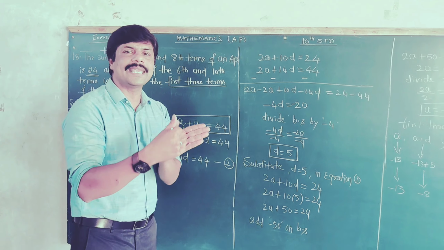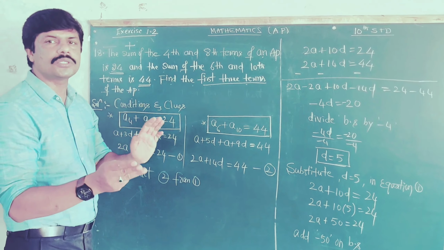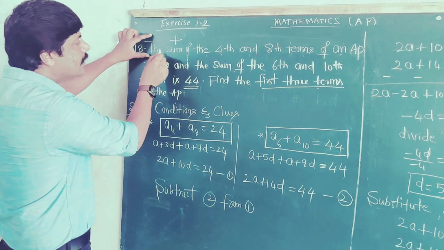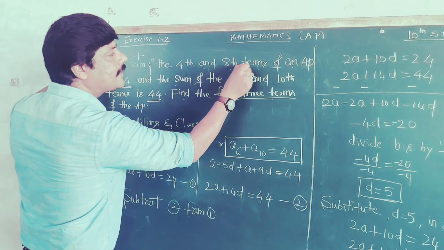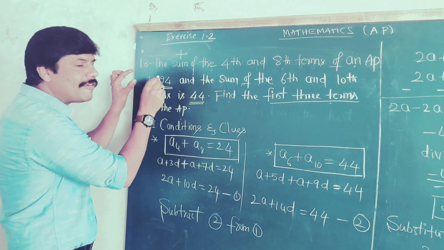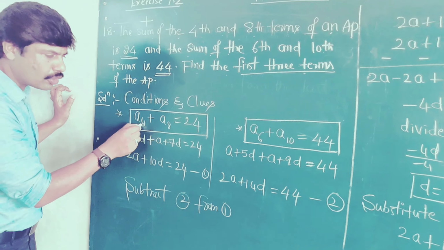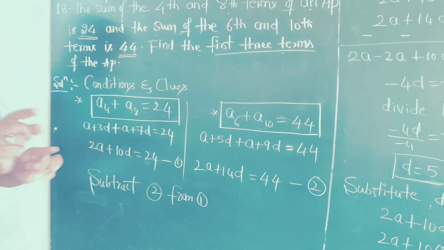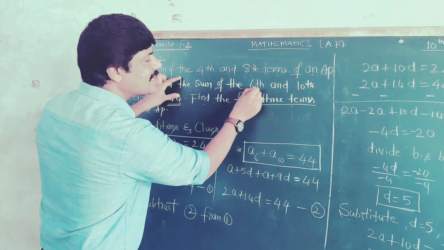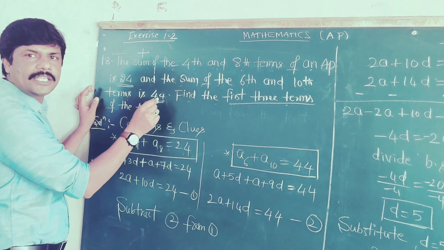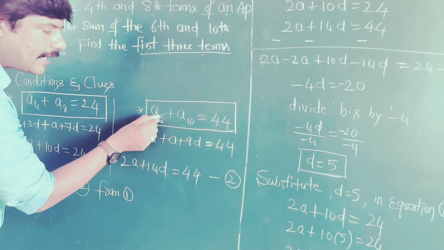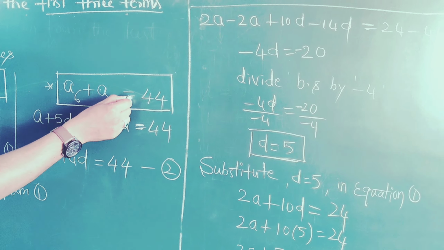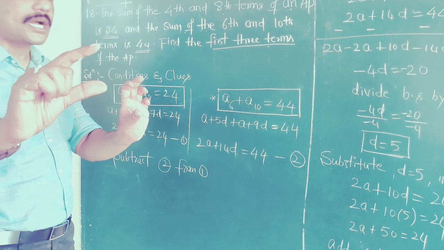How do you collect this A and D? There are some conditions and clues given. With that, we need to find A and D. The first condition: the sum of the fourth and eighth terms is 24, that is A4 plus A8 is equal to 24. The second condition is the sum of the sixth and 10th terms is 44, that is A6 plus A10 is equal to 44. These are the two clues.